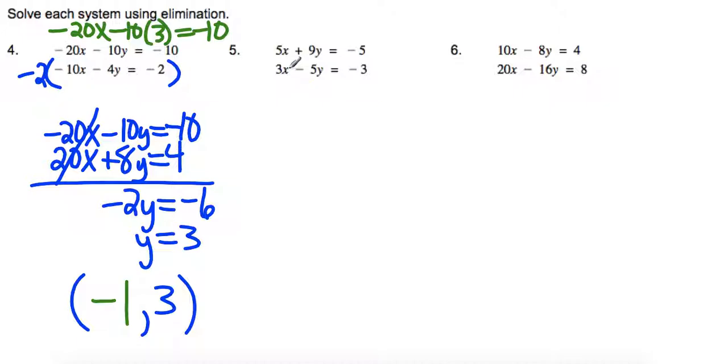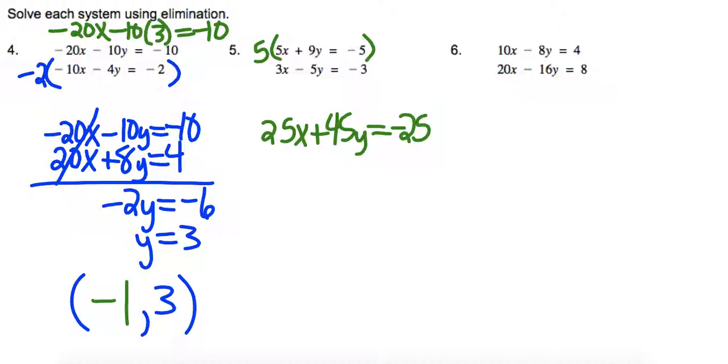This one's not quite as easy. I have a 5x and 3x and a 9y and a negative 5y. So nothing really stands out as an easy thing. I'm going to go ahead and try and eliminate y's just because I already have opposite signs. So let's see. It's kind of like finding a common denominator. If I get a 45y and a negative 45y, I think that'll do it. So I'm going to multiply this equation by 5. So 25x plus 45y equals negative 25.